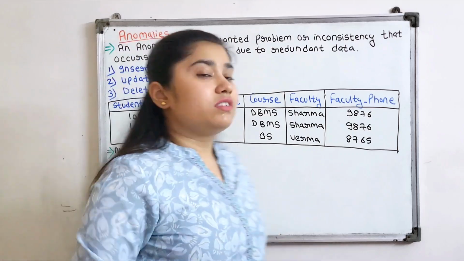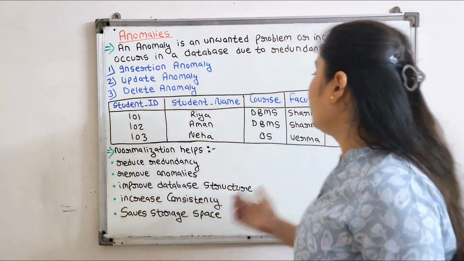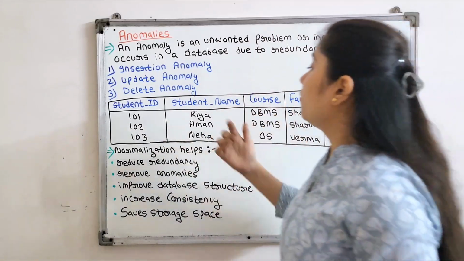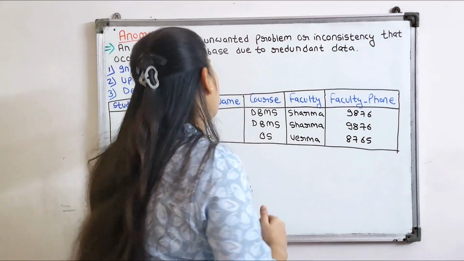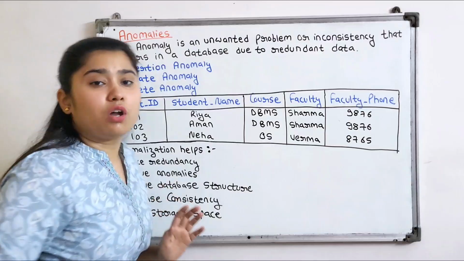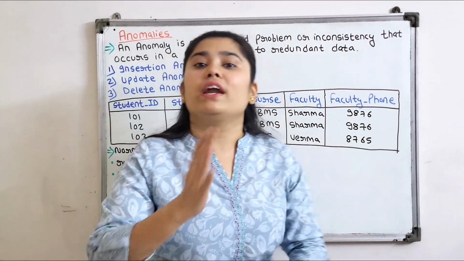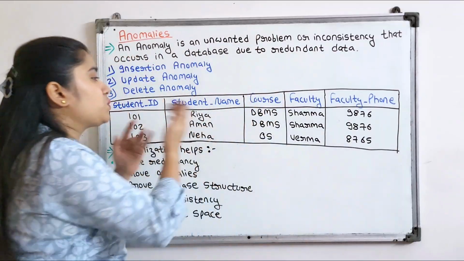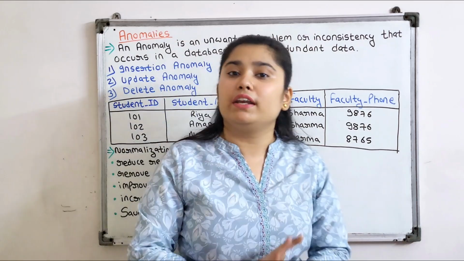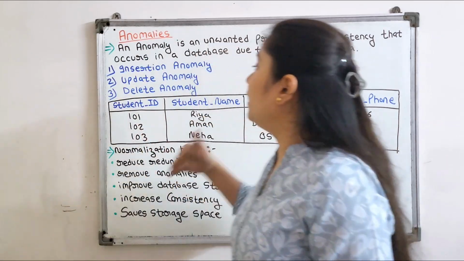I hope you are clear. Now the third one is the delete anomaly. Suppose only one student is studying a course, like here the student named Neha studies the OS course. If this student leaves the college, we have to delete the information of Neha. But if we delete this row, the faculty information will also get deleted, though we only wanted to delete the student information. So this is called the delete anomaly. I hope you are clear with the delete anomaly also.